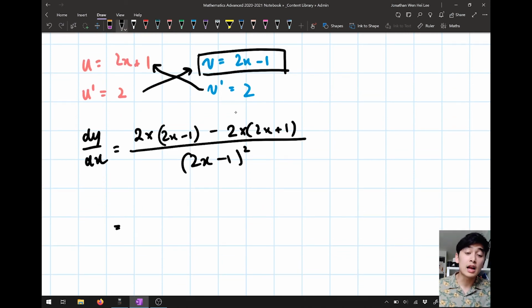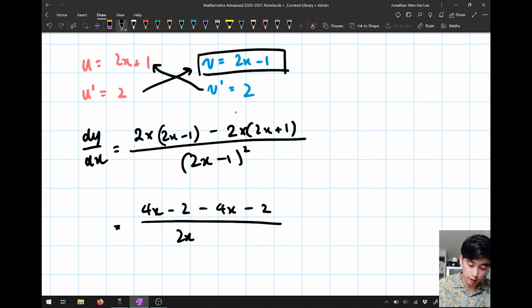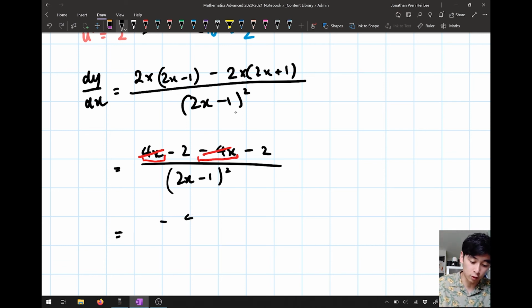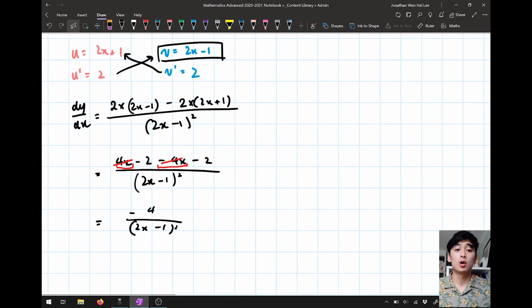Okay, now that I've done that, I'm going to expand out the terms in the numerator and simplify it. So here, this becomes 4x minus 2 minus 4x minus 2 over 2x minus 1 squared. Now if you have a look, we've got a 4x and a minus 4x, so these two terms are going to cancel out in my numerator. So that leaves me with minus 2, which is negative 4 over 2x minus 1 squared. So there we go. That's how we use our quotient rule.